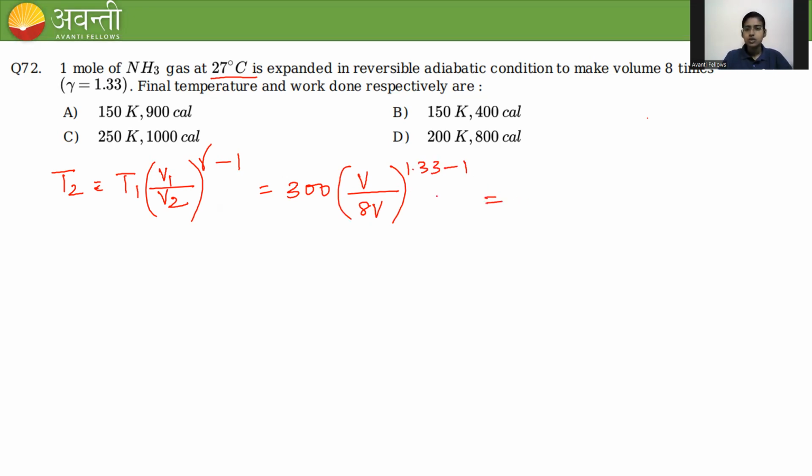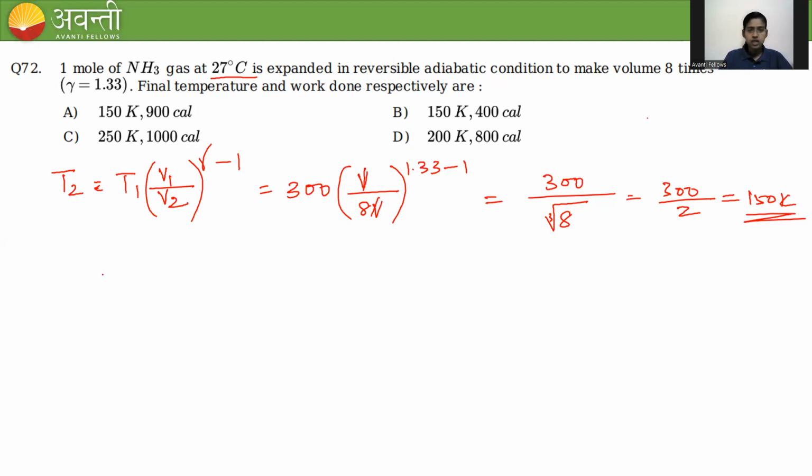Here V gets cancelled and we will have 300 divided by 8 to the power 1 by 3. That is the cube root of 8. Okay. So the cube root of 8 is 2. So 300 by 2 will give 150 Kelvin. So this is the final temperature. 150 Kelvin is the final temperature. So option A or option B should be the correct answer.